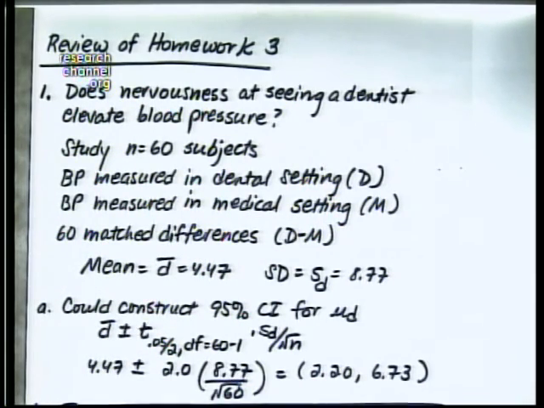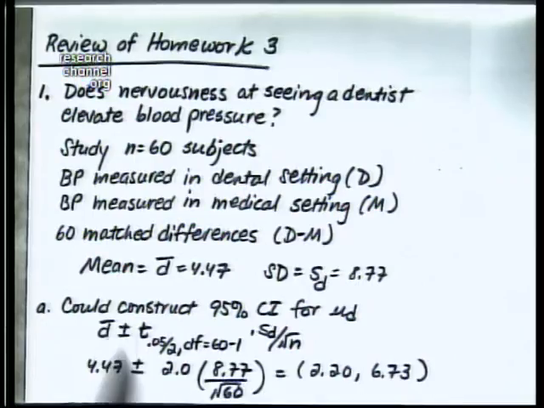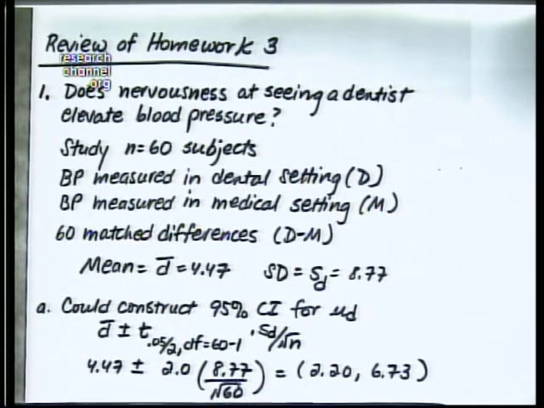So this interval ranging from 2 to 6.7, I'm 95% confident contains the true difference between the dental and medical measurements of blood pressure. Now, if this had included 0, what would I conclude? If this interval contained 0, we wouldn't be able to conclude that there's a difference at all. The fact that we see this all in a positive direction indicates that there is a statistically significant difference between dental and medical measurements, and our data are indicating that it's higher in dental than in medical.